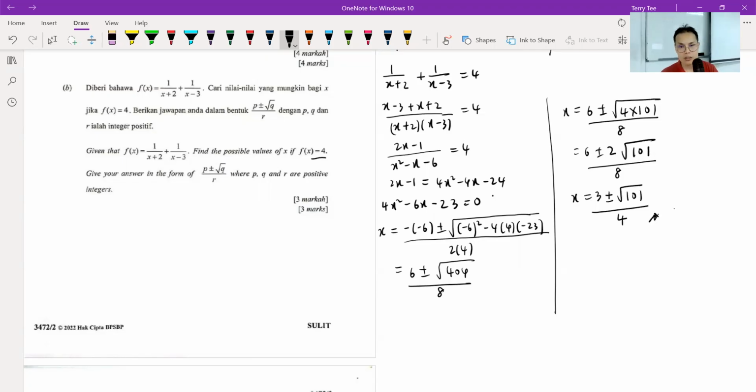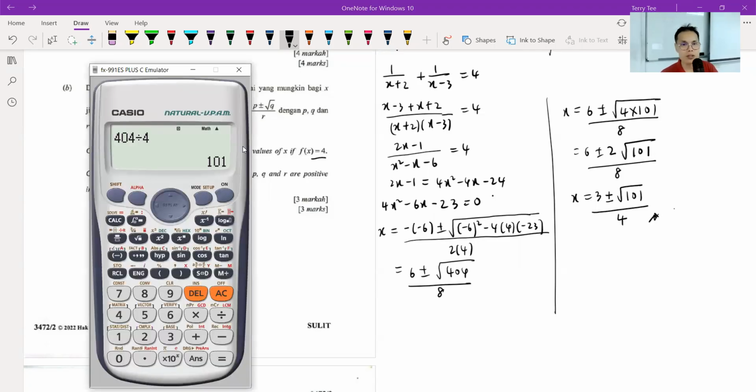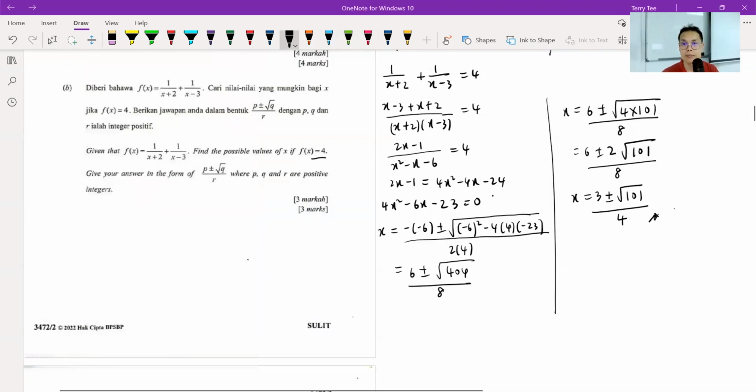Now we can always double check using a calculator actually. So this is not a secret anymore, but it's good that you know. To show you this mode, you go to number 5 equation, go to number 3, then we key in our x, y, z. Your x is 4, your y is negative 6, and my z is minus 23. My ABC. Yeah, you notice you will get your x value, x1 as 3 plus square root 101 over 4, and x2 is 3 minus square root 101 over 4. One plus, one minus.